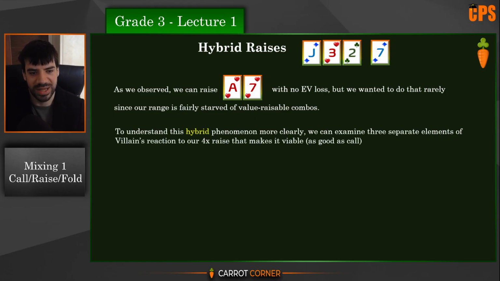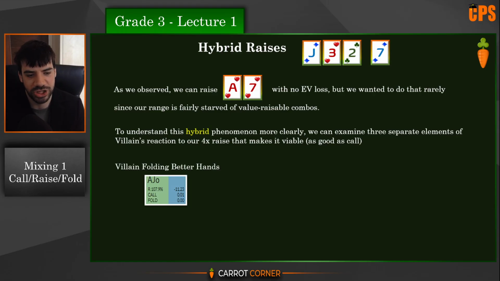To understand this hybrid phenomenon more clearly, we can examine all three elements of villain's reaction to our 4x raise that makes this raise viable, i.e. as good as calling would be. Villain can be folding better hands here. It may come as a surprise that Ace-Jack is able to fold, in theory, to a raise on the turn. People have a very dangerously linear way of thinking about ranges in this spot sometimes, where they may cite a reason for continuing, such as Ace-Jack is far up my range.